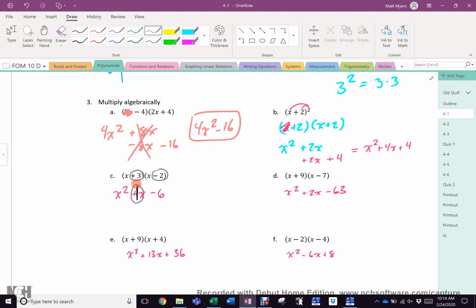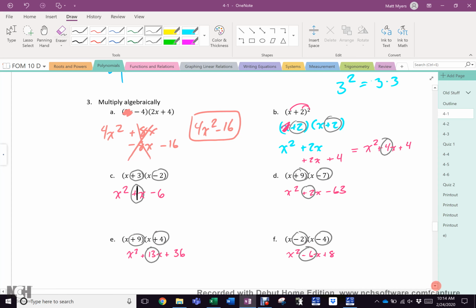It looks like 3 minus 2. 3 minus 2 makes 1. Well, let's check and see if that happens. 2, 2, 4. Is there a relationship there? Positive 9, negative 7, 2. Is there a relationship there? Positive 9, positive 4, 13. Is there a relationship there? Negative 2, negative 4. Is there a relationship there?